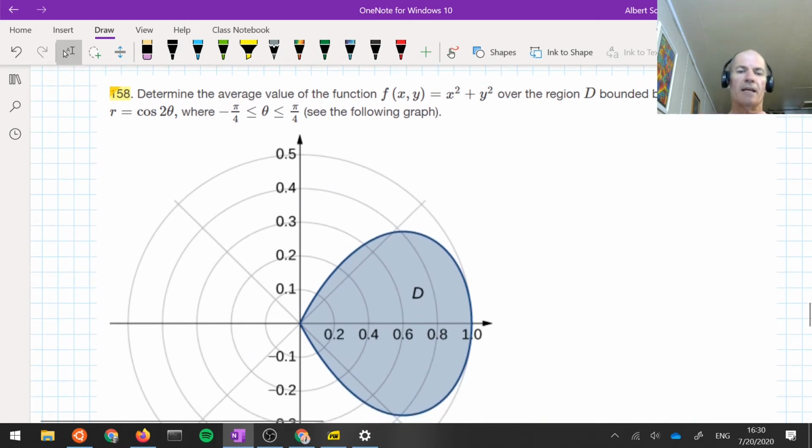Moving on to 158. Determine the average value of the function x squared plus y squared over the given region. All right, this is a relatively straightforward question, but I noticed that this figure leaves a bit to be desired. This is a very misleading figure, and I've informed the authors that they should probably tweak it a little bit.